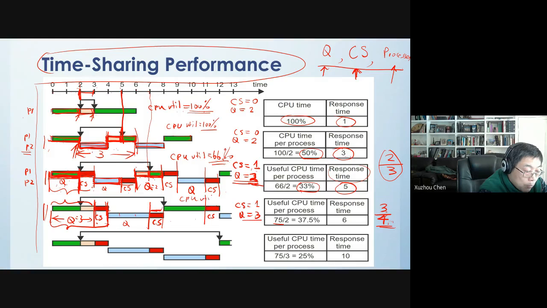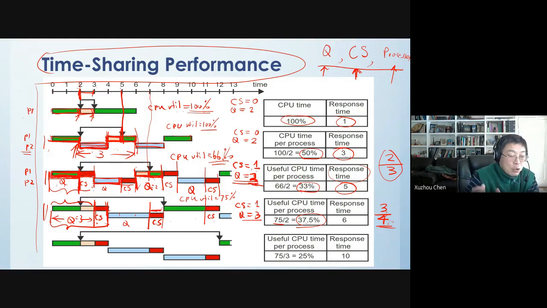CPU utilization is 75%. Now this 75% is going to be shared between these two. So 75 divided by 2, so it's 37. It's a slight improvement of the CPU utilization. So that means if your time quantum is relatively bigger than the context switching time, then CPU utilization is going to be improved. Okay. So that's basically telling us a story.